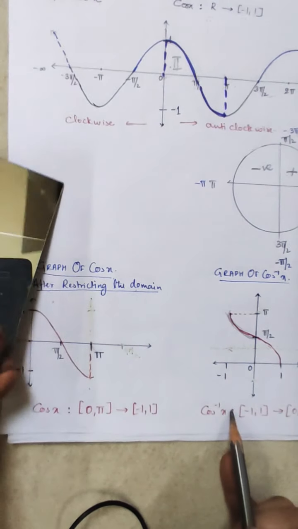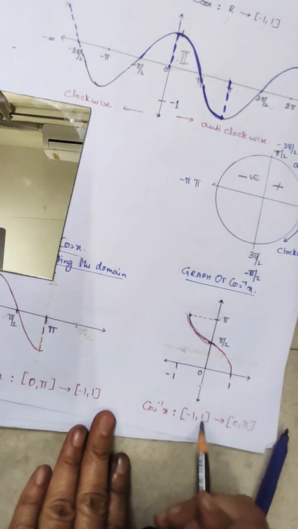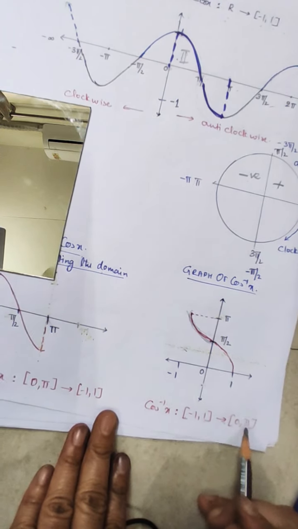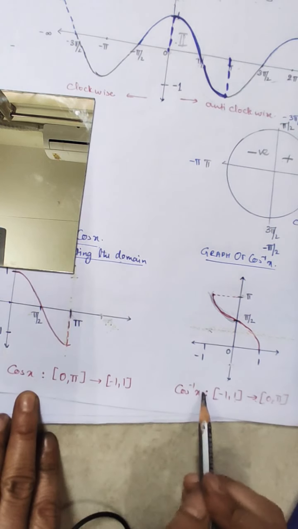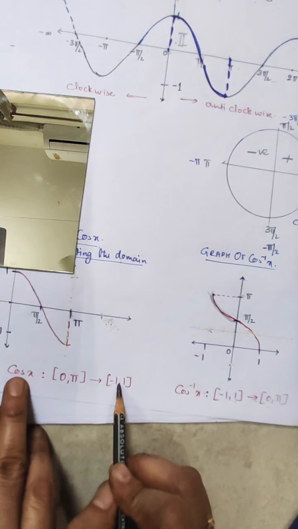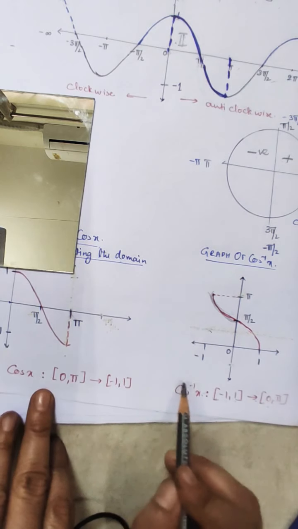Hence for cos inverse x, the principal value branch will be the closed interval -1 to 1 and the range will be 0 to pi. So whatever domain the cos function has, the cos inverse will have it as its range, and whatever range we are taking for cos x, it will be the domain for cos inverse x.